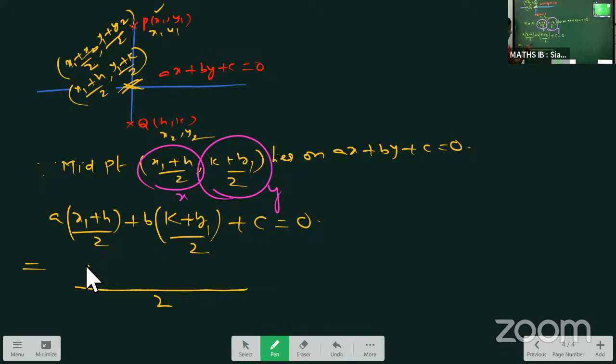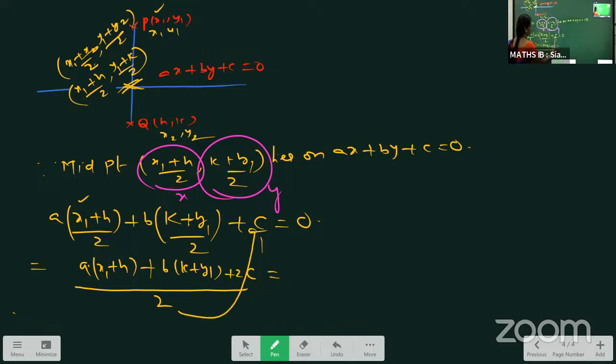So 2 and 2 both are same now. Whenever both are the same, copy the numerator here. A into x1 plus h, plus here both are same, then copy the numerator here, B into k plus y1. Here nothing is there, so directly this 2 will multiply to this. So that is plus 2c is equal to 0.